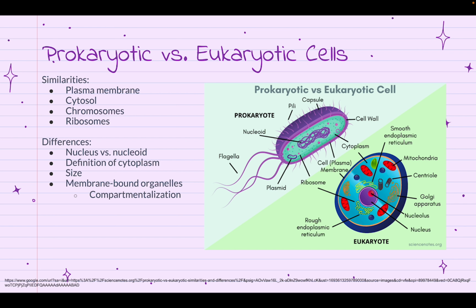And then lastly, eukaryotic cells do have membrane-bound organelles, and this is something that we call compartmentalization, where a lot of the same reactions that do the same things happen in the same place, in one type of organelle. And this just makes things much more efficient.